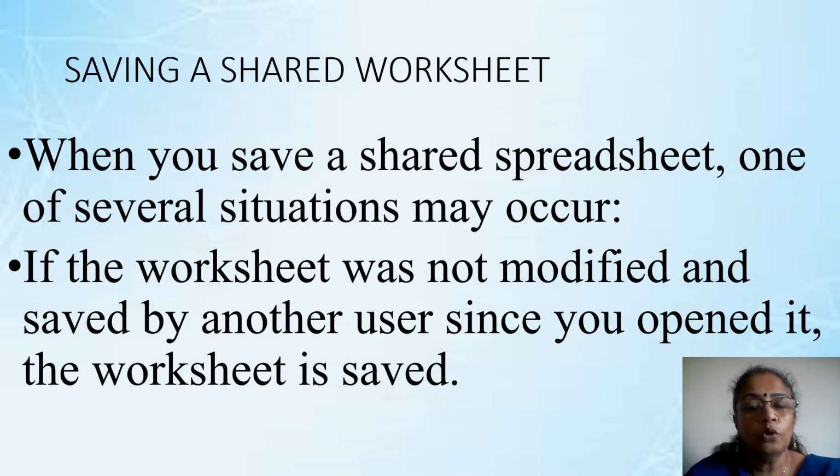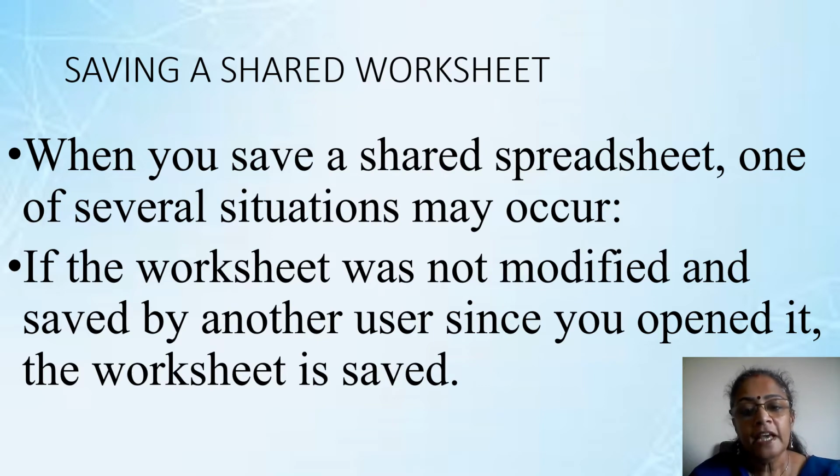Now how to save? Once many people have opened the same worksheet, then saving the worksheet becomes very important. When you save a shared worksheet, one of several situations can occur. That means I have opened the same worksheet, my friend has also opened it, and another third friend has also opened the same sheet, because I have already shared my document with others. But what happens when a time comes when all of us need to save the document?